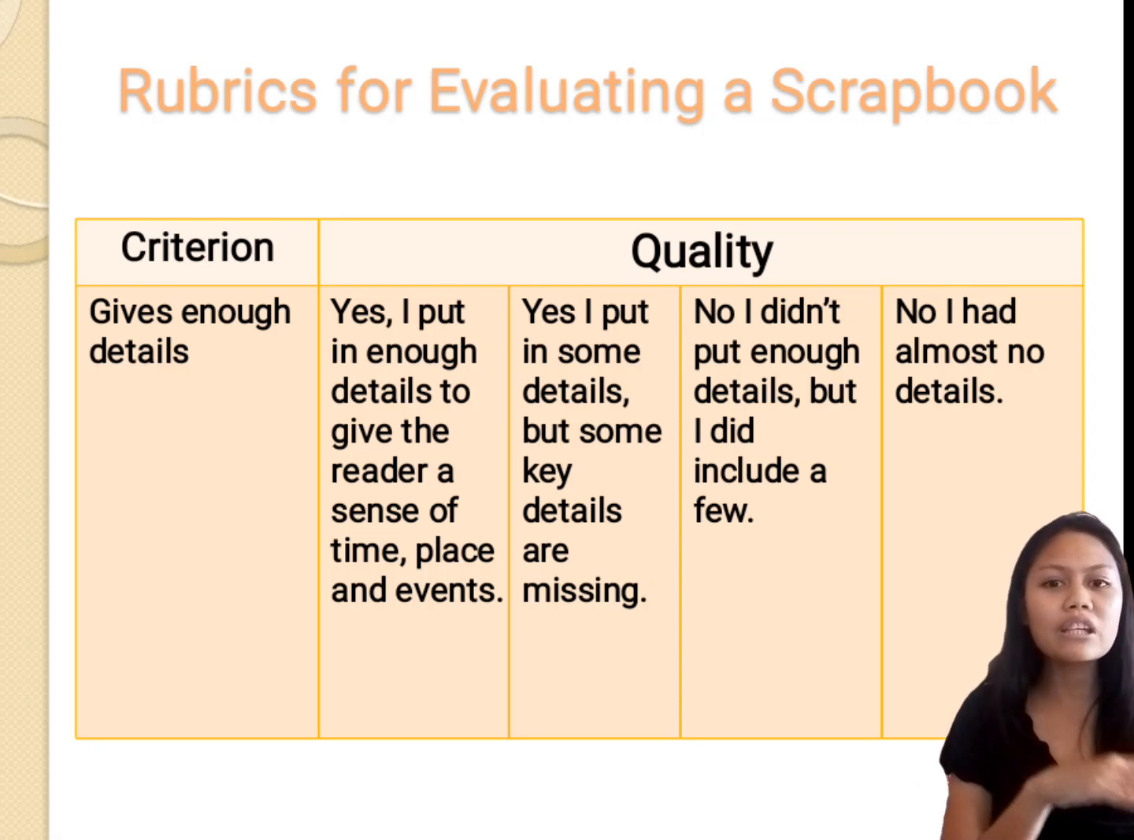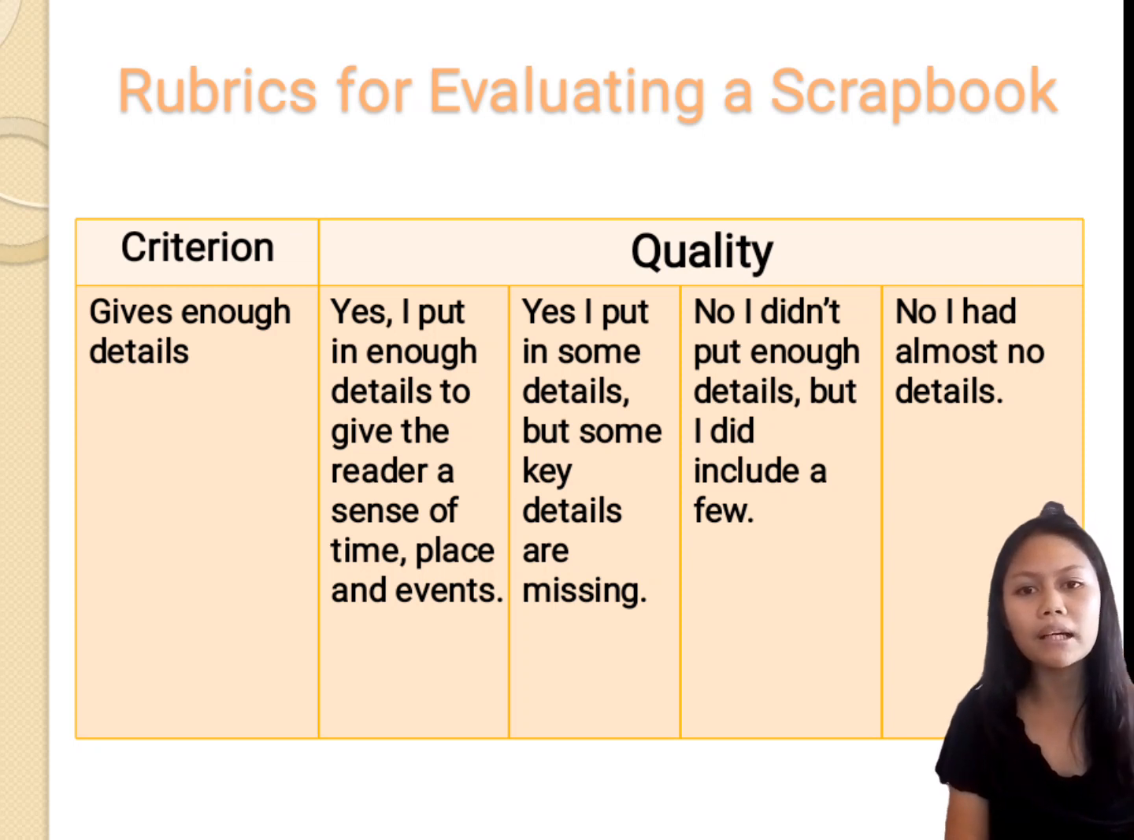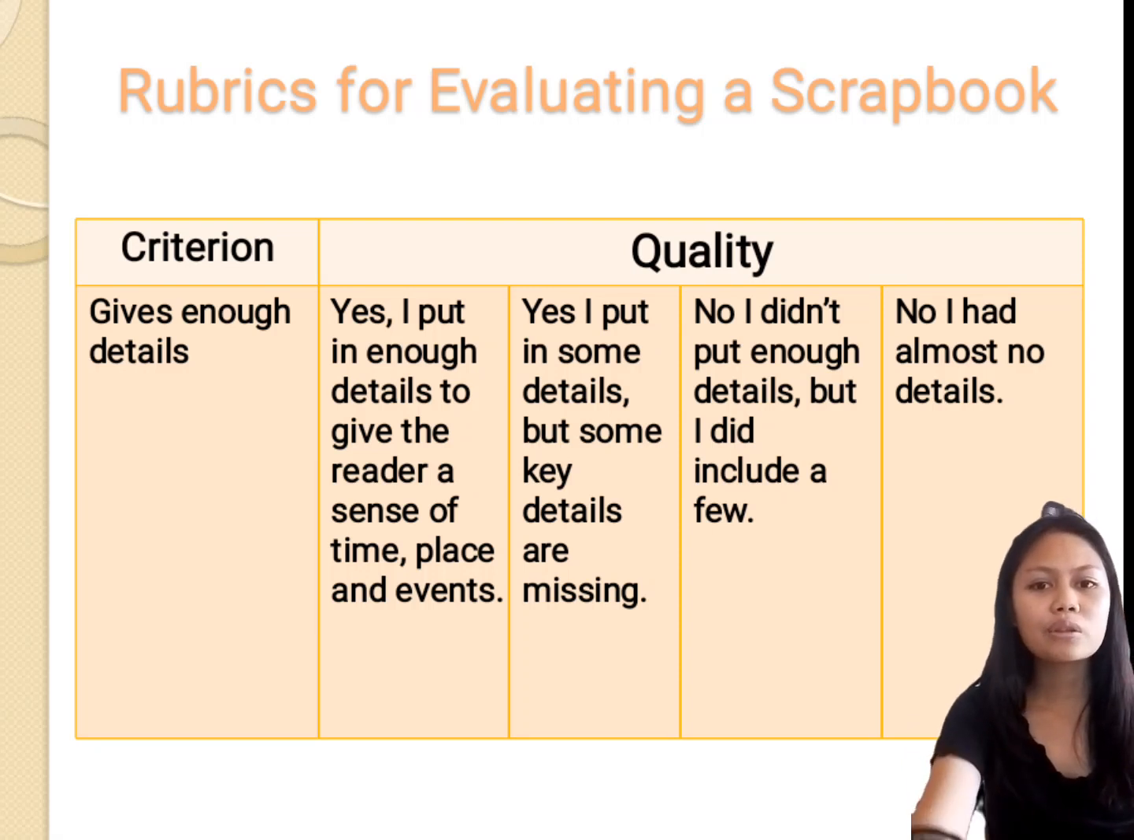So medyo lacking gud, mas lacking ni siya nga part, so mas lesser ang iyang grade ani nga part. So the third one is, no, I had almost no details. Mao na ang pinakababa nga grade. It is because medyo lack ang iyang kuan. So it really needs to improve to ani nga activities.